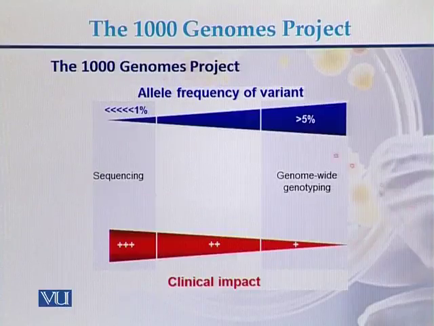This is the comparison between the allele frequency of the variants and the clinical impact. If the allele frequency of the variants is less than 1%, then there should be sequencing, and it has more impact. On the other hand, if the allele frequency is greater than 5%, then there should be genome-wide genotyping. So this is the comparison of whether the variants should be identified either by sequencing or by performing genome-wide genotyping.